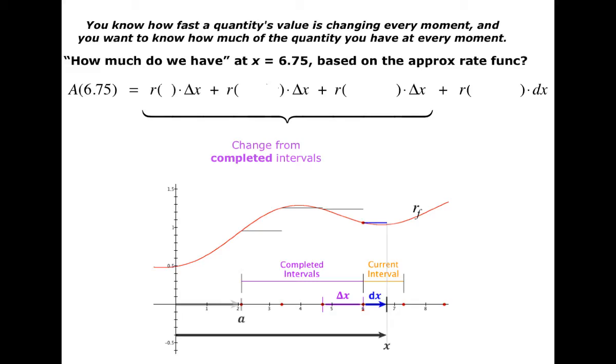No, so instead of there being 3 completed intervals and then the current interval, suppose it's the same A to x, but it's 100 completed intervals and a current interval. How would you express A of 6.75? So instead of splitting this into 3 intervals, it's now 100 smaller intervals, so that the current interval is the 101st. Okay, so there's 100 of these. That's right. And this is still 6.